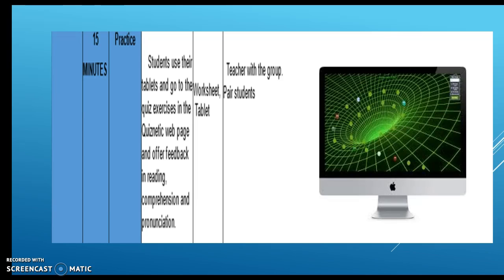We continue with the practice. This is about 15 minutes. For this, we are going to use the Quiznetic web page. Students use their tablet and go to the quiz exercise in the Quiznetic web page and get feedback on reading, comprehension, and pronunciation.